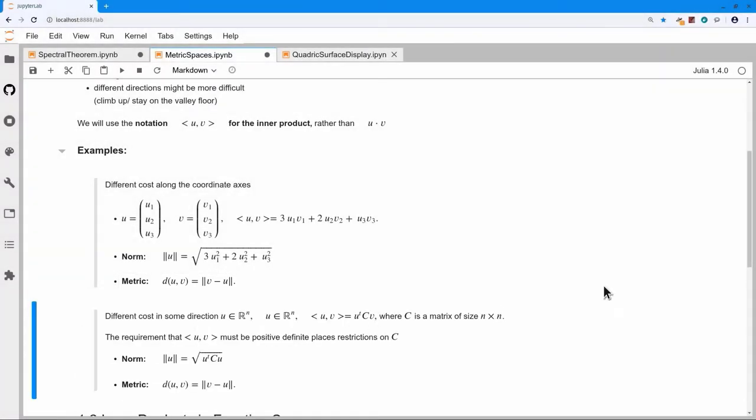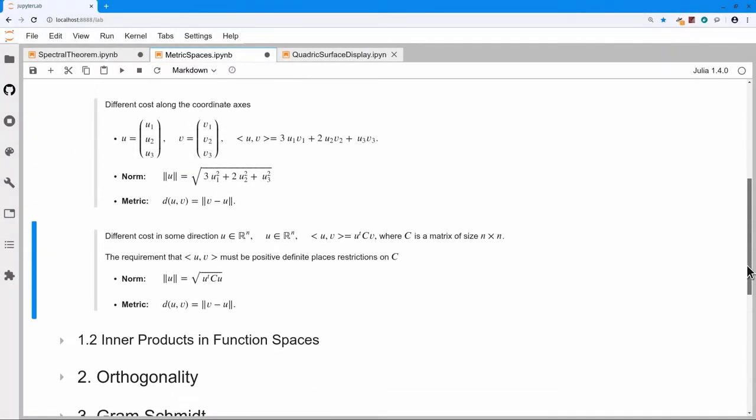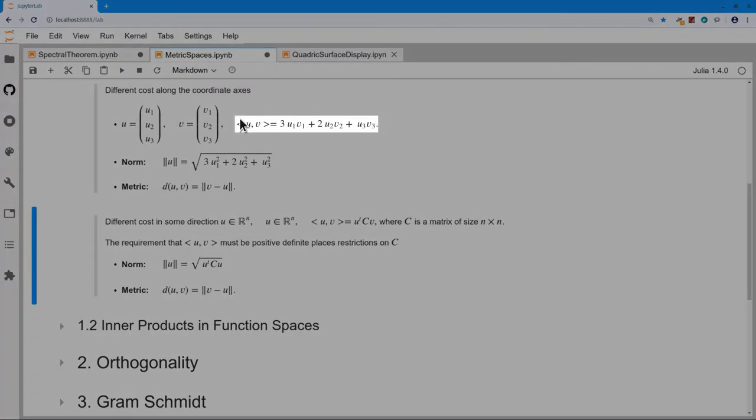A second example, a little bit more general, is to say, well, what I did just now is I emphasized the directions of my coordinate system, of i, j, k. But what if I have different directions? Well, if I have different directions, this simply generalizes to the form u transpose times a matrix times v.